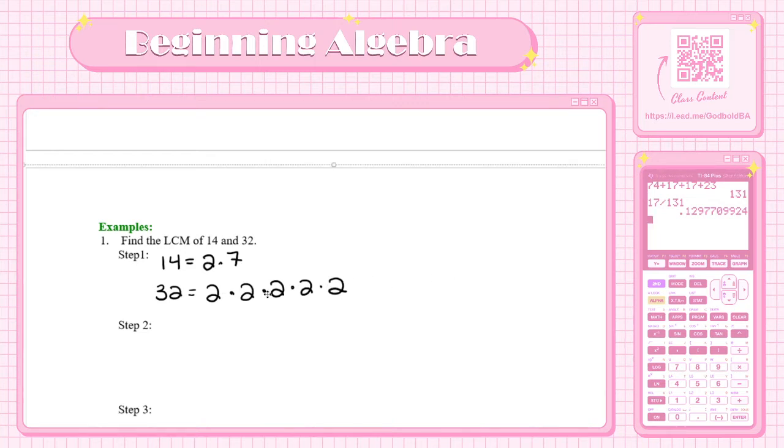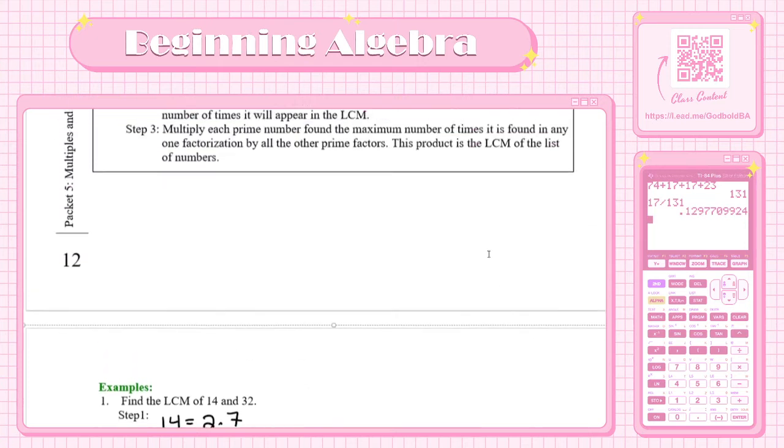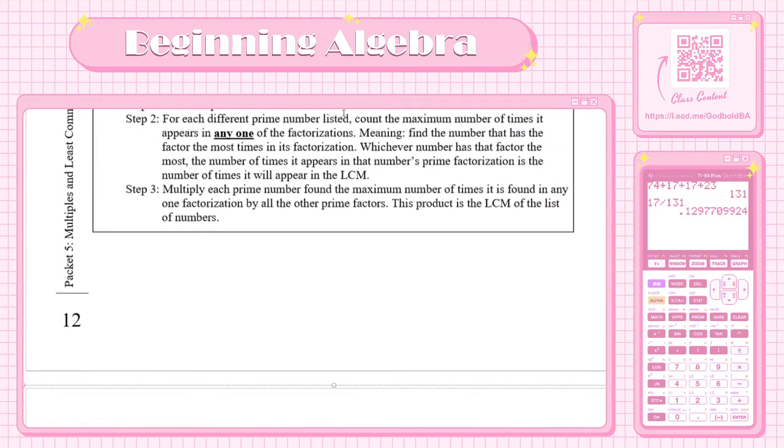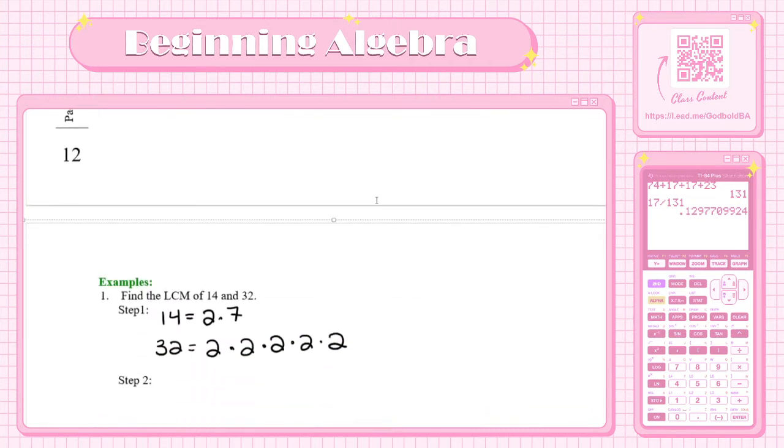So, okay, then the next step, if you look back up here, says for each different prime number listed, count the maximum number of times it appears in any of the factorizations. Whichever number has that factor the most, the number of times it appears in that number's prime factorization is the number of times it appears in the LCM. So let's think about this. There are 2 different prime numbers I see here, right? I see some 2's, and I see a 7. The most I see 2's is here, and the most I see of 7's is just this one time.